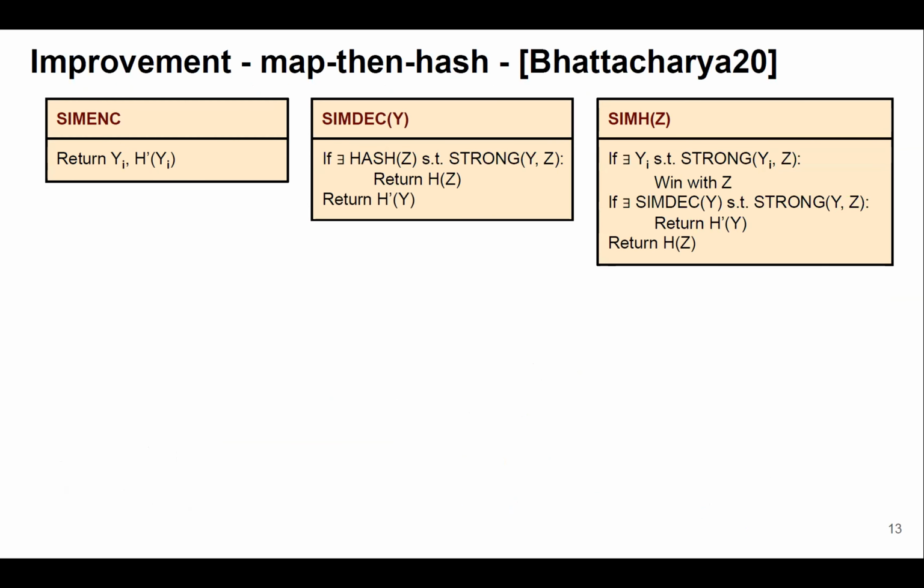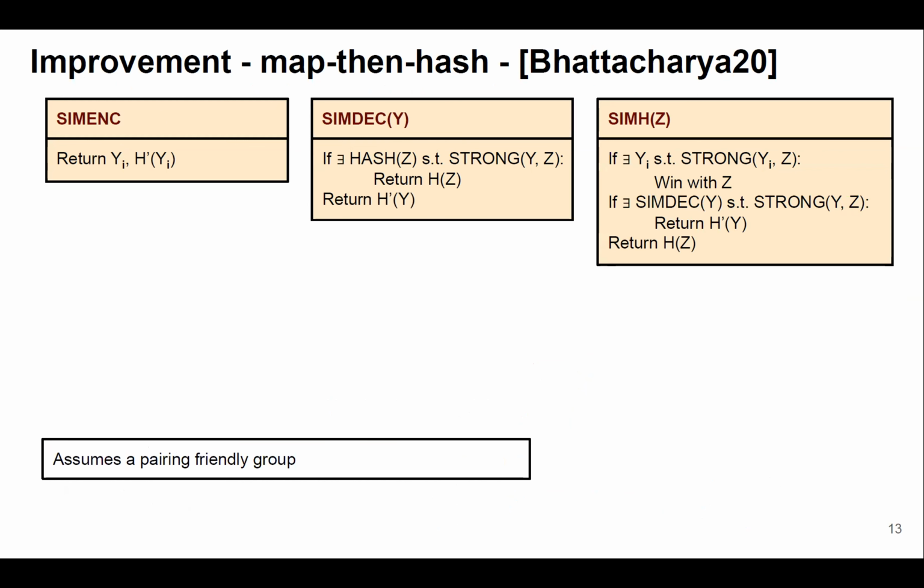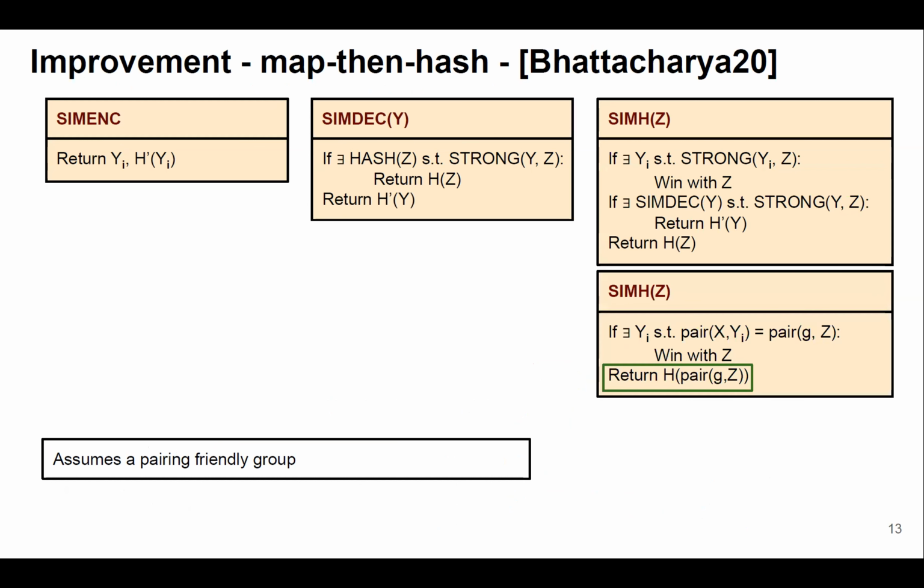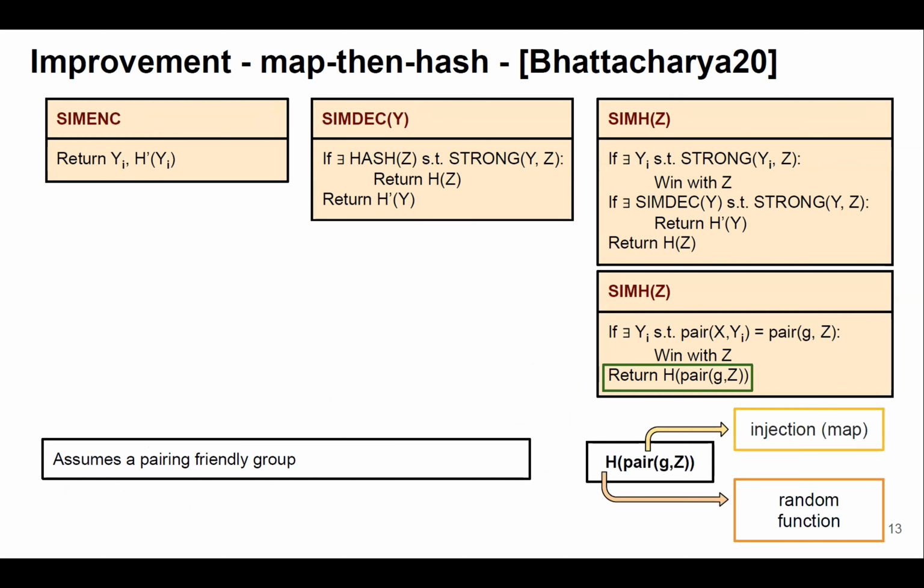But Akshima et al. presented an improvement to this standard proof in Asiacrypt 2020, and they call this technique mapped-in hash. This technique assumes the existence of efficient pairings in the underlying group. In this technique, inside SIMH, we now respond to hash queries by first applying a pairing to the input Z and the generator of the group G. We then output the hash of this value. Notice that this is the same as directly computing the hash because the composition of an injection and a random function is a random function.